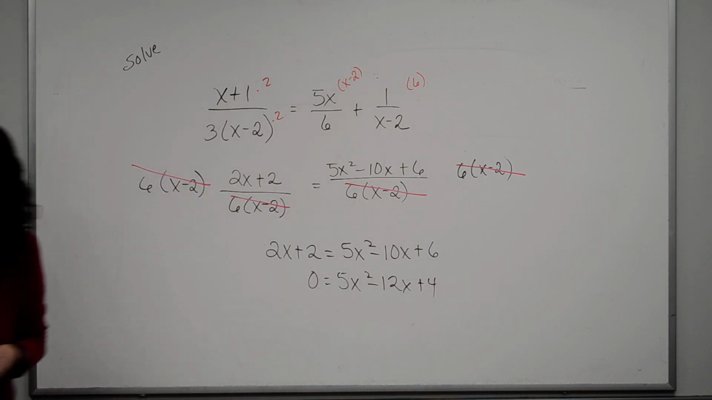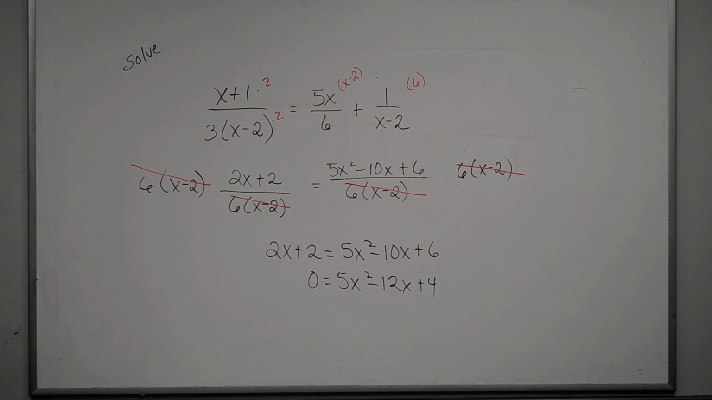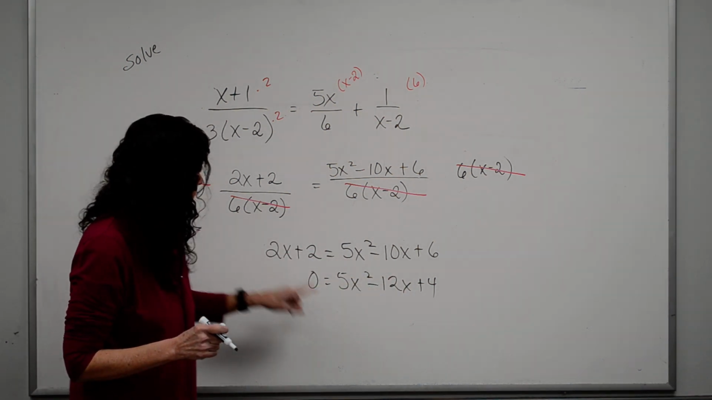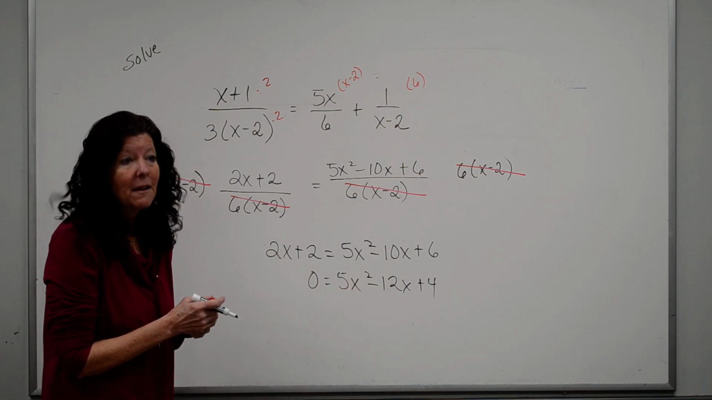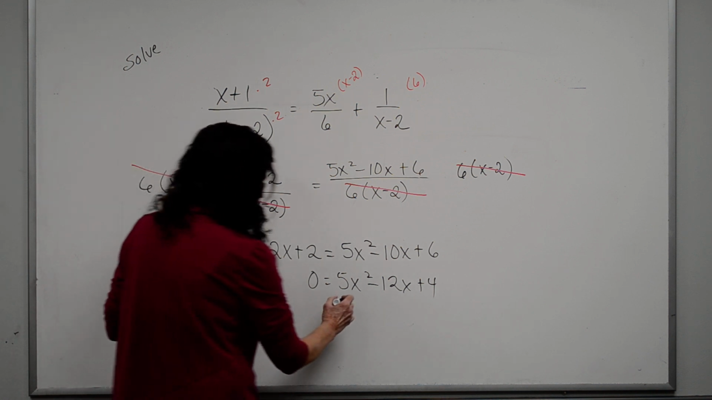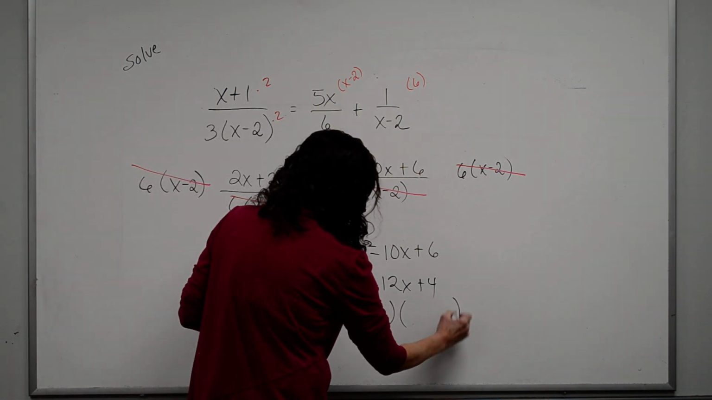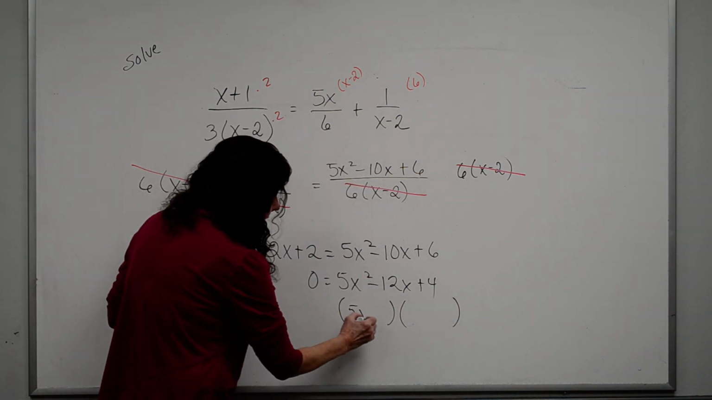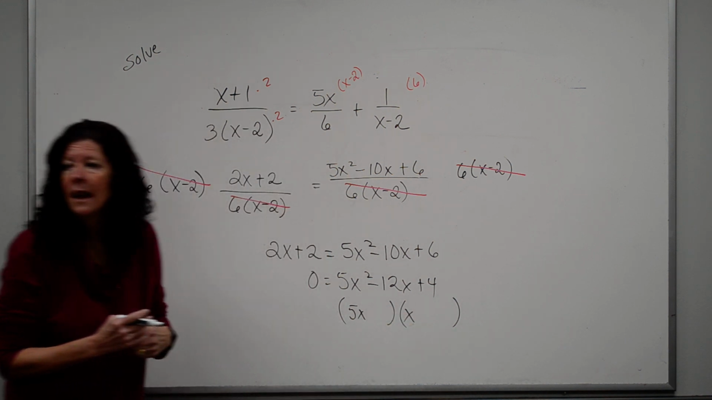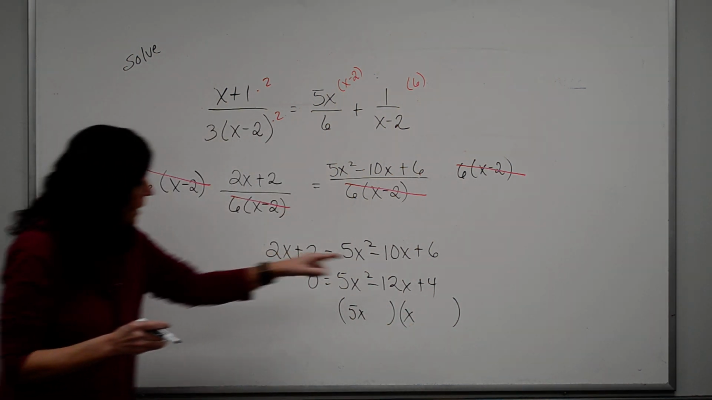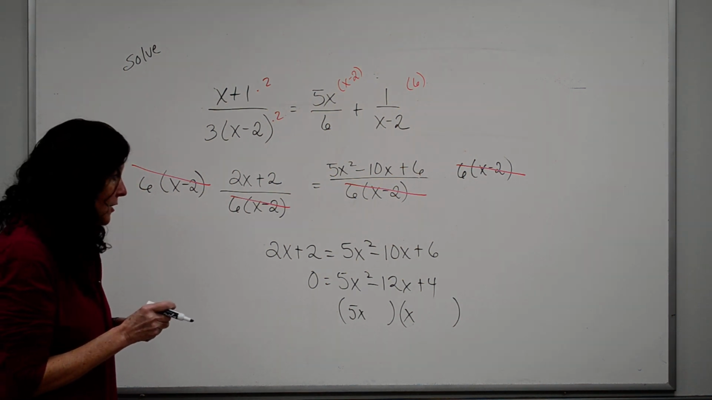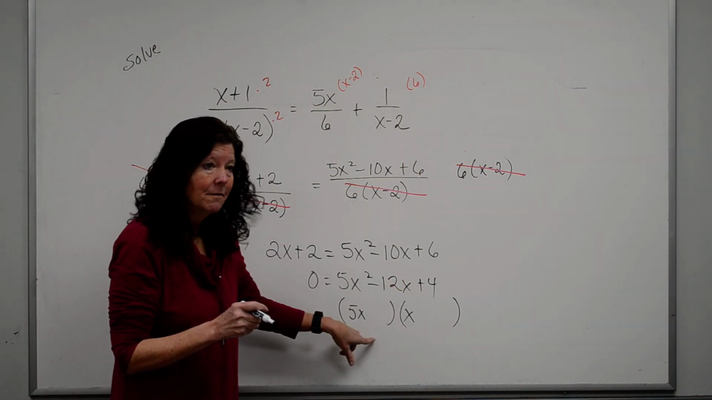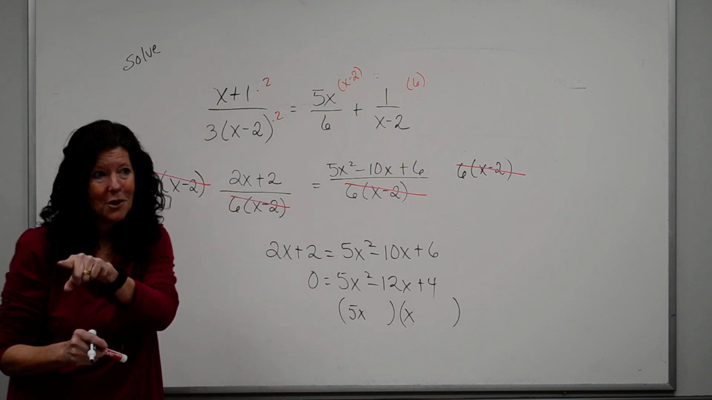What do you think I'm going to do now? Move the 4 over. Okay, well, I've subtracted here. I've got everything over here. Factor. I'm going to have to factor it. So I've got a 5x and an x. That's the only choice I have for the first spot. What choices do I have for the second spot? 3 and 4. I can do a 4 and a 1, or a 2 and a 2.